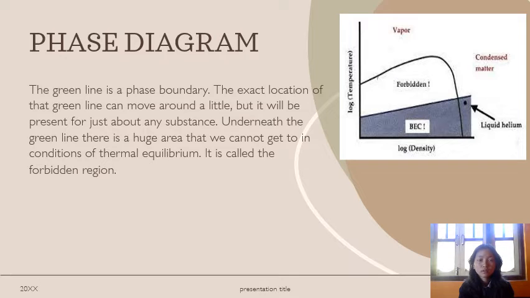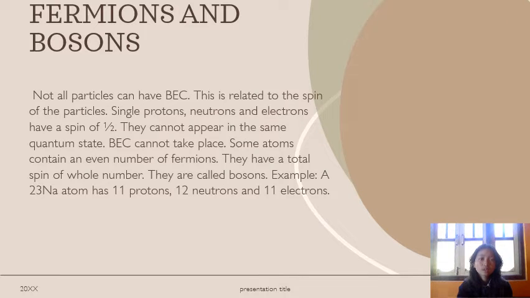Phase diagram. The green line is a phase boundary. The exact location of the green line can be moved around a little bit, but it will be present for just about any substance. Underneath the green line, there is a huge area that we cannot get to in the condition of thermal equilibrium, called a forbidden region. As you can see in the figure, this is the forbidden area. Moving to the next slide.